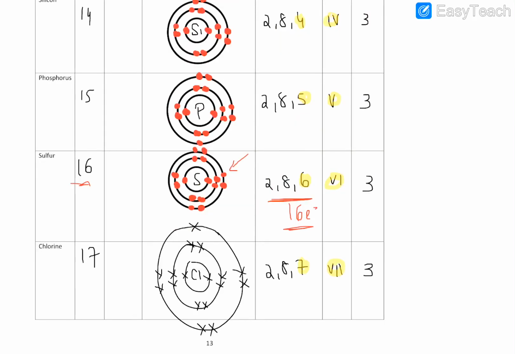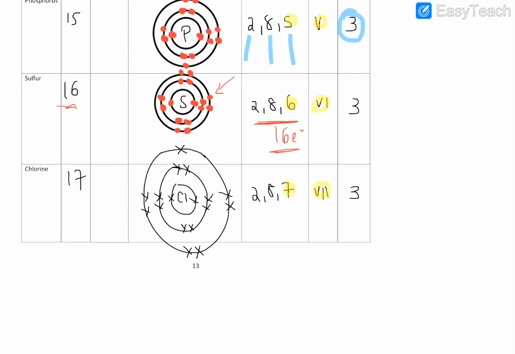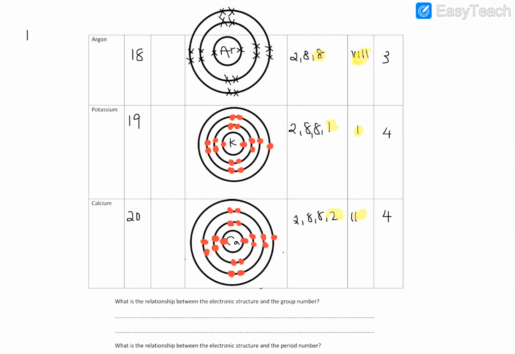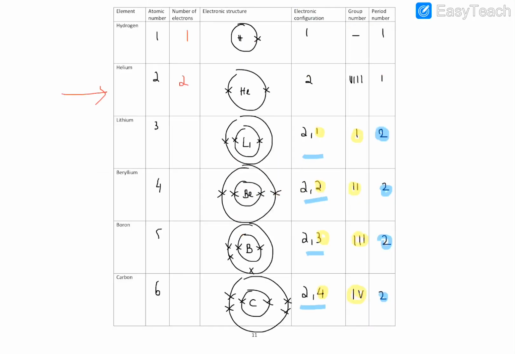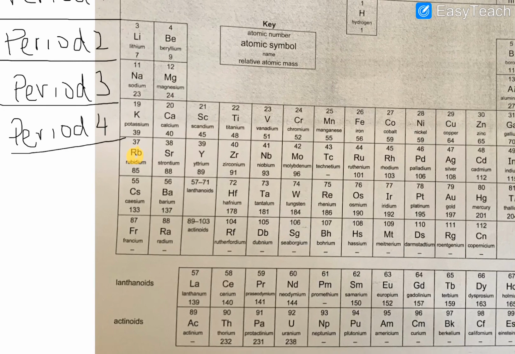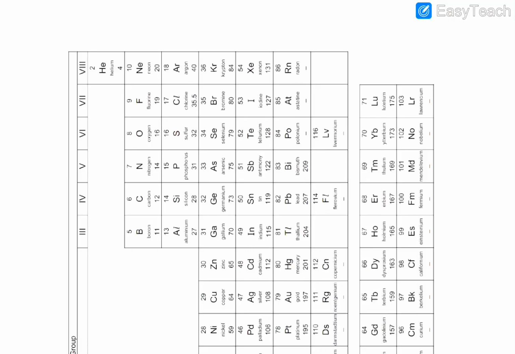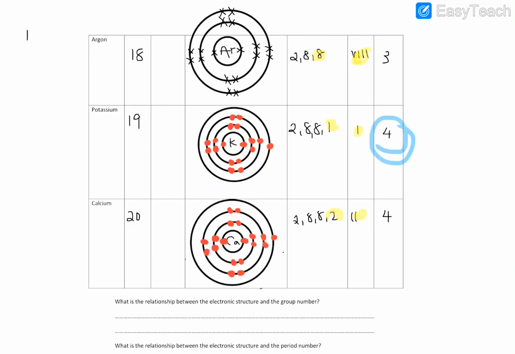Let's see. So group 3, period 3, there's 3 shells being filled. 1, 2, 3 shells. Let's see for potassium. Potassium is found in period 4. So period 4, let's see the periodic table. Potassium is in period 4. So we're filling in 4 electron shells. Level 1, level 2, level 3, and level 4. So depending on which period it is, you know how many shells are being filled in.